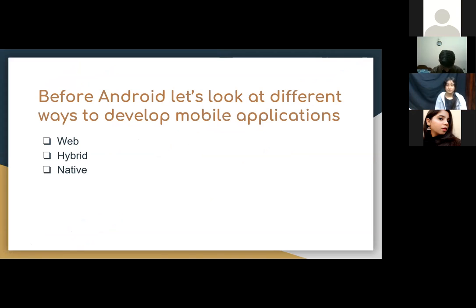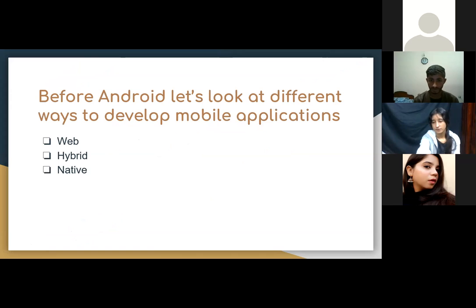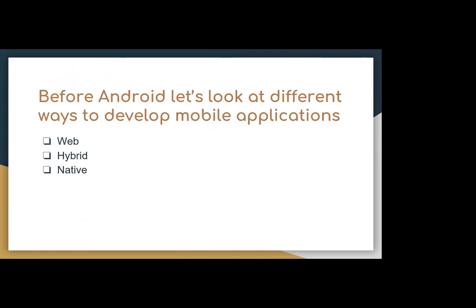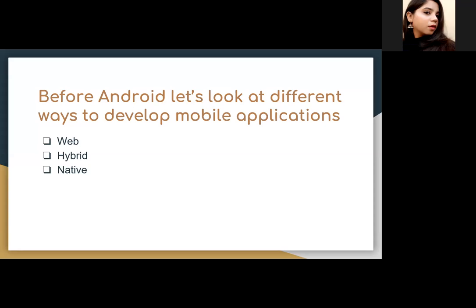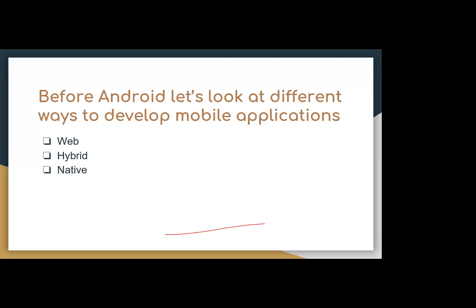Before Android, let's look at the ways in which we can actually develop mobile applications. For mobile application development, we have three different ways: web applications, hybrid applications, or native applications. Web applications are nothing but your websites that are responsive on your phones. So they are not actually standalone applications, but just responsive web pages. In web applications, we have progressive web applications and single page web applications that you are going to see in the next slide.